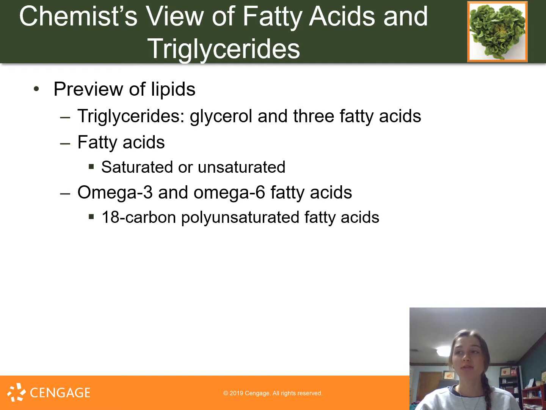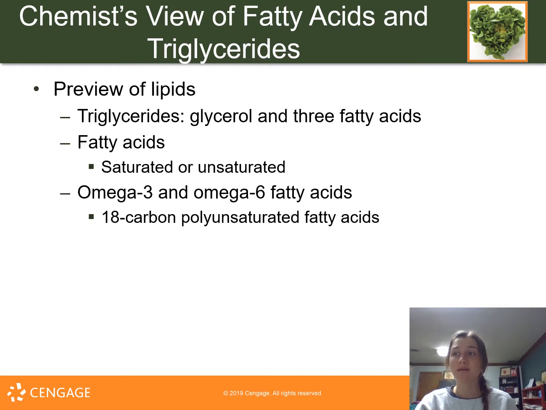So let's get a preview of the lipids. The lipids are a family of compounds, and they include triglycerides, phospholipids, and sterols. We'll look at phospholipids and sterols later, but right now we're going to be going over triglycerides. Triglycerides consist of a glycerol and 3 fatty acid tails. The length of the carbon chain for those fatty acid tails can vary. It can be 4 to 24 carbons.